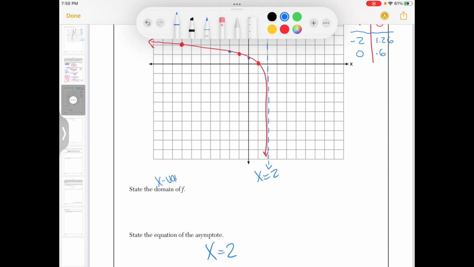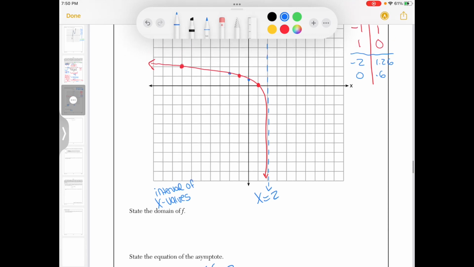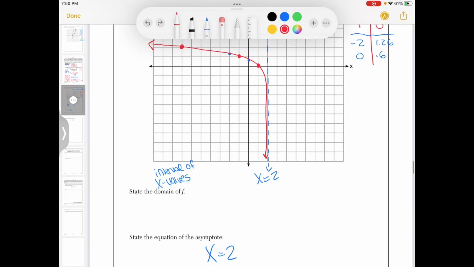All right, now the part before it was the domain. Remember, the domain is the interval of x values. So I'm trying to figure out the x values that this graph consumes. So it stops at x equals 2. It never hits x equals 2, and it goes to the left forever. So my graph, because it goes left forever, starts at -infinity and goes all the way to 2.